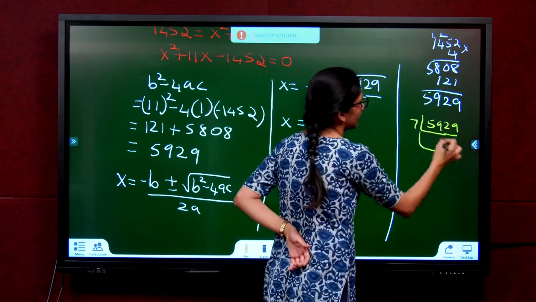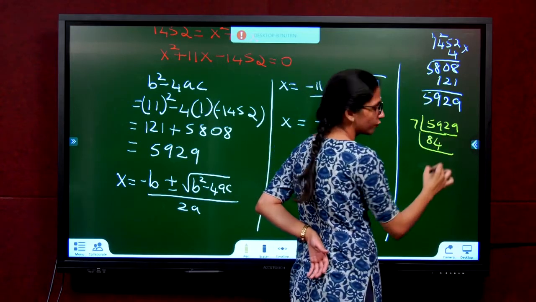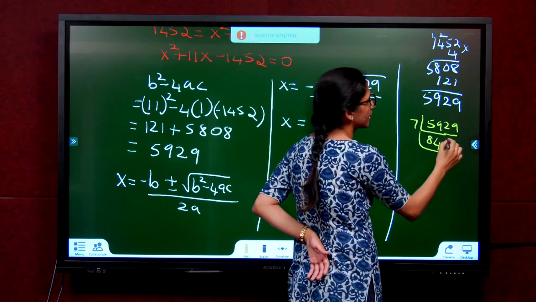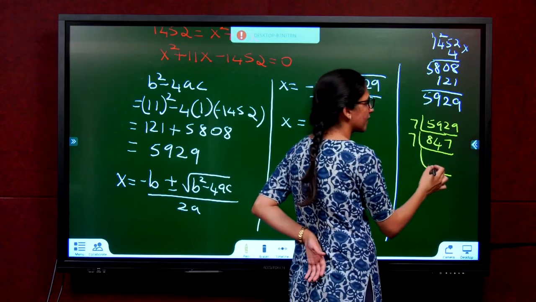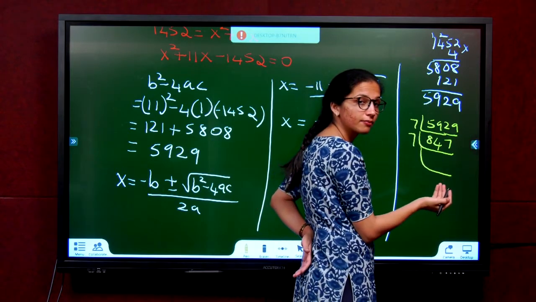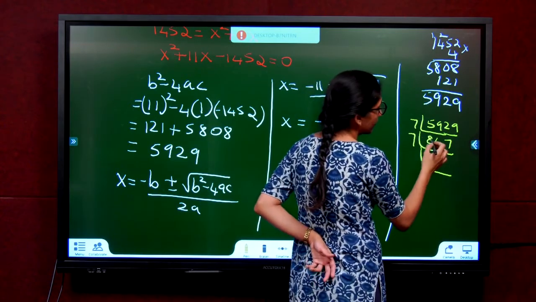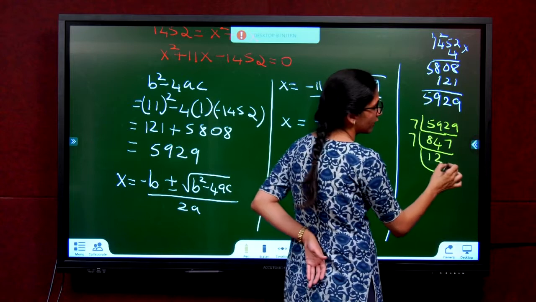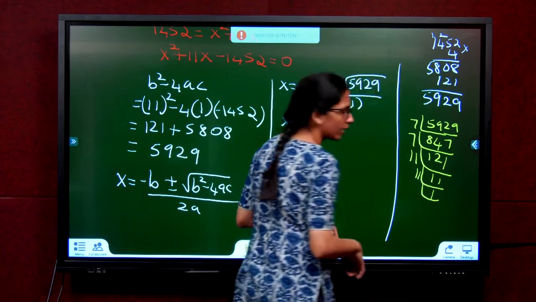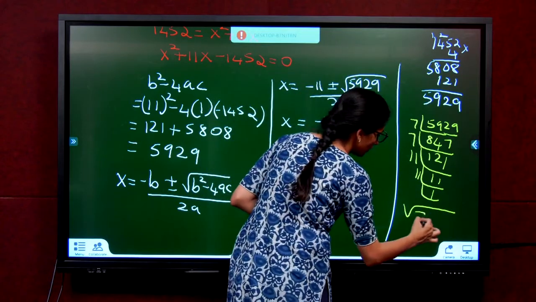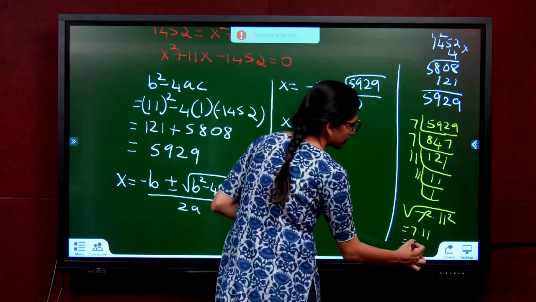Trying for 7. 7 8s are 56, 3 remainder 32. 7 4s are 28, 4 remainder 49. 7 7s are 49. Try for one more 7. Why am I trying for one more 7? Because I already tried for 2, 3, 5. It was not possible. So we go for 7 again. 7 1s are 7, 2s are 14, 1s are 11, 11 11s are 121. What's the pair? Root of 7 square into 11 square is equal to 7 into 11, 77.